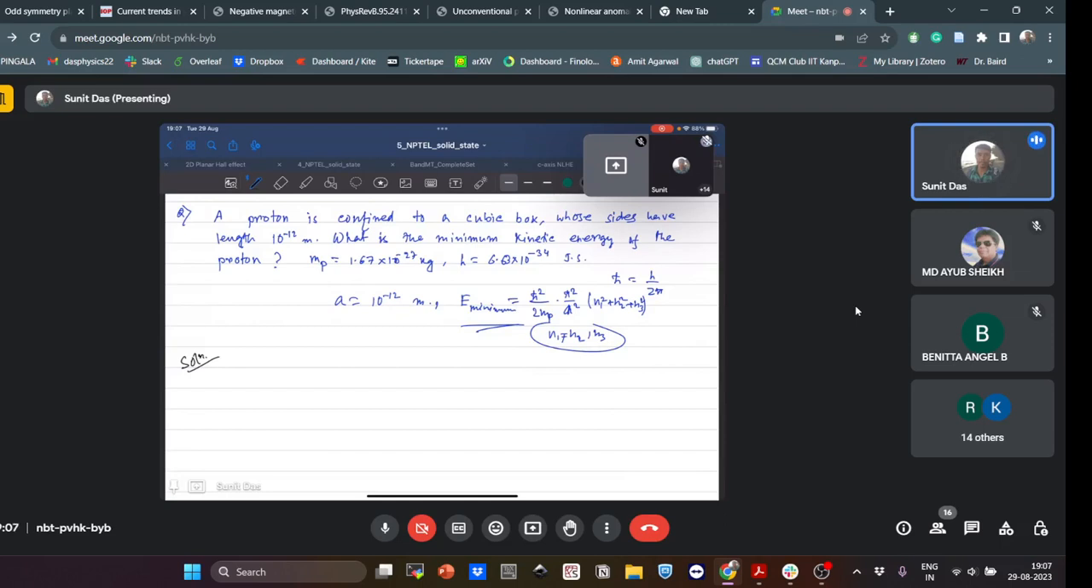Just think about which combination will give minimum energy. Again here as well, n1, n2 and n3 can be 1, 2, 3 and so on. It doesn't start from 0. So the combination is obviously 1, 1, 1.